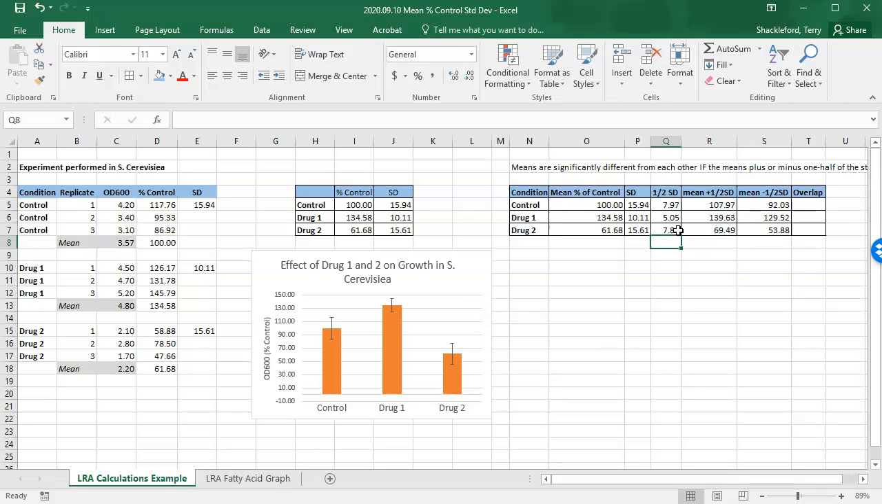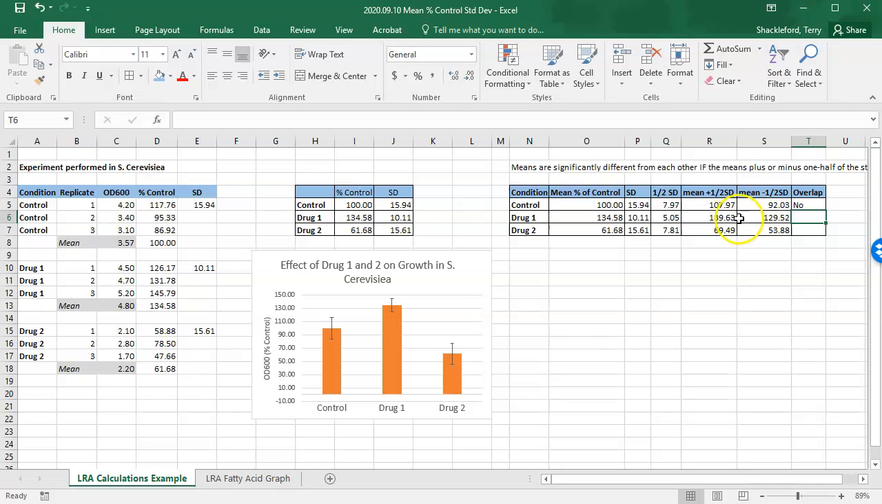All right, so now that we've done our calculations, we want to look at this overlap. Okay, what we are doing here is we are making a decision. Does the range of this data above and below the mean overlap with the range of this data above and below the mean for drug 1 and for drug 2? Okay, so the range of the data is 107.97 to 92.03. The data below here is not even in the 90s range, nor does it go as low as 107. So I would say that this data does not overlap.